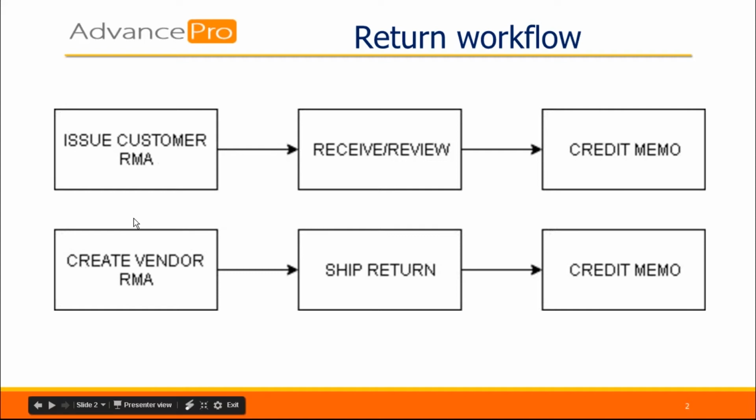In the case of a vendor return, you will be issued an RMA from your vendor, and you'll create a vendor return in AdvancePro. Then you'll ship the goods to the vendor, and finally you'll create a credit memo in AdvancePro. In both cases, the credit memo will move to QuickBooks automatically if you're using QuickBooks Sync, just like a vendor bill or customer invoice.